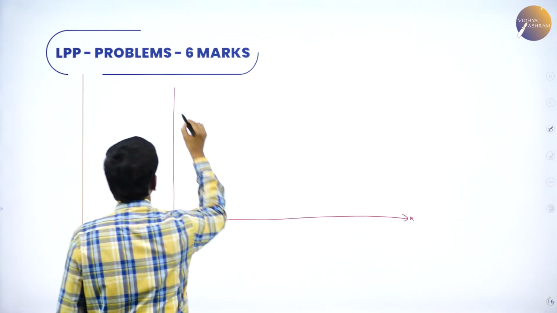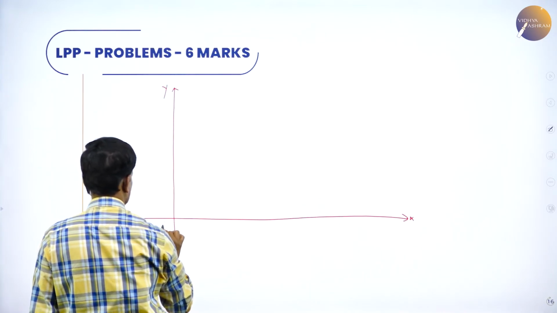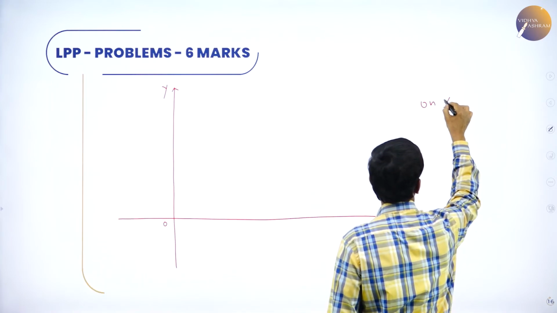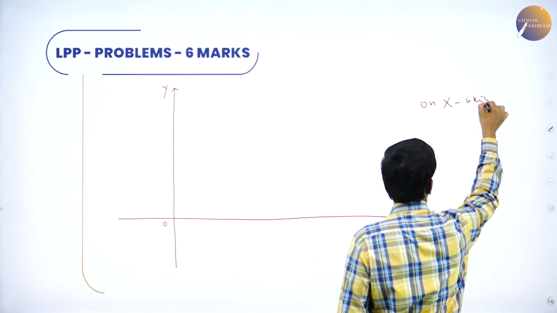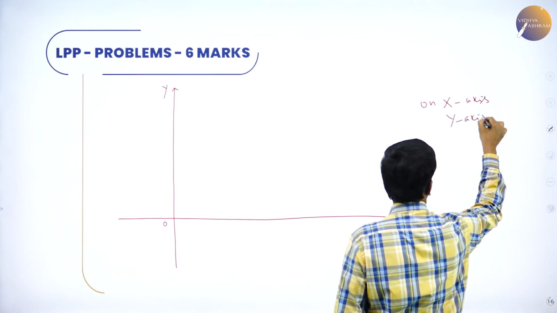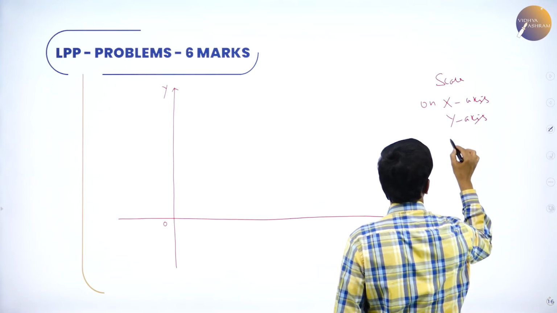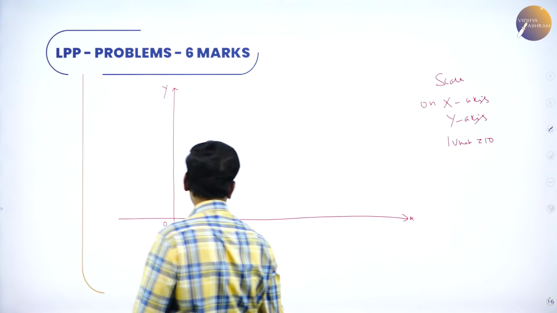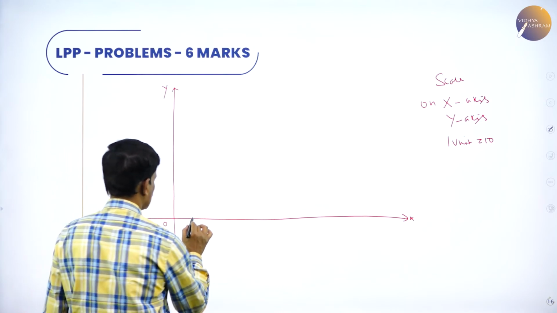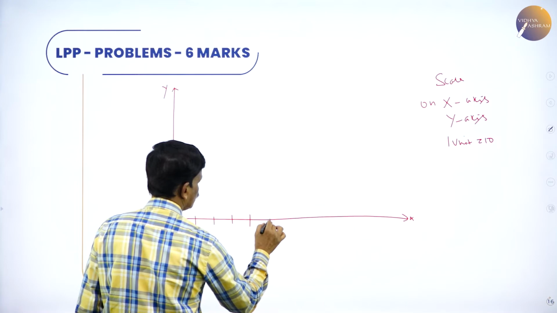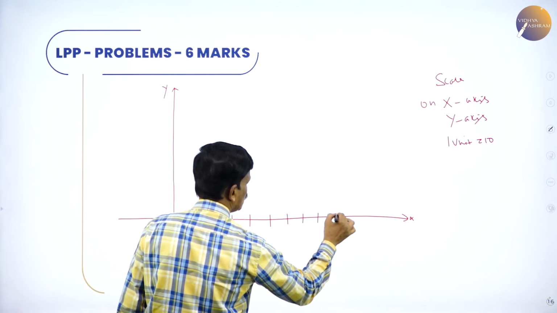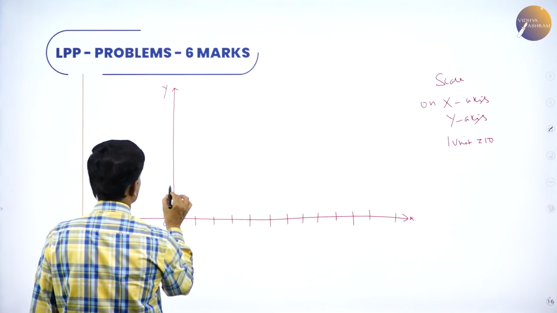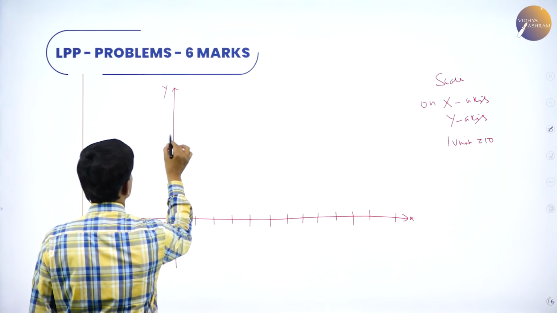X axis and y axis, the origin. On the x axis and y axis, a suitable scale will be 1 unit is equal to 10. Let us consider each unit is equal to 10. So this is 10, 20, 30, 40, 50, 60, 70, 80, 90, 100, 110, 120. Again this is 10, 20, 30, 40, 50, 60, 70.